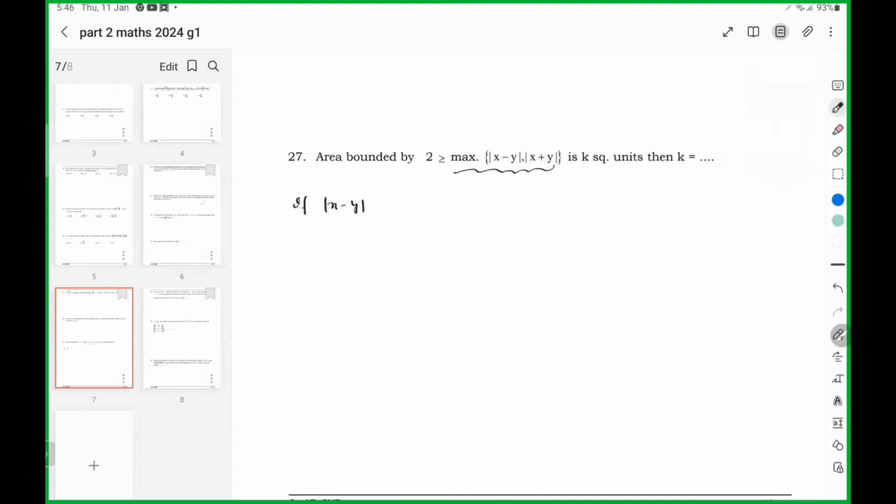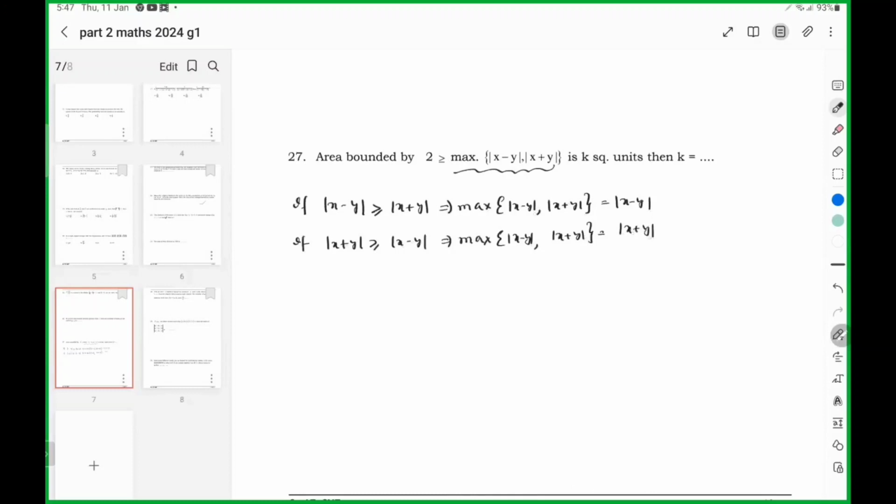So maximum of two functions. If mod of x minus y is greater than x plus y, the maximum of mod of x minus y comma x plus y will be mod of x minus y. If x plus y is greater than mod of x minus y, the maximum of x minus y comma x plus y will be x plus y.